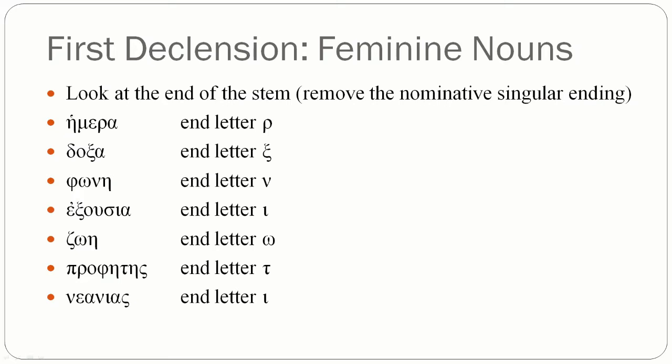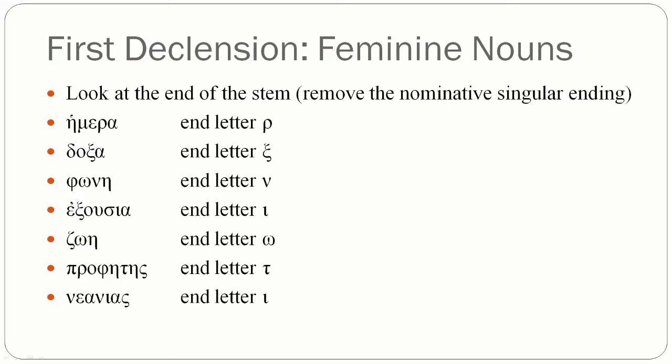Next word is exousia. It's a word for power or authority. And on this one, drop off the alpha, and you're left with the stem letter iota. Next word is zoe, a word for life, seen in words like zoology. Okay, but there you drop off the eta, and you're left with the stem letter omega.